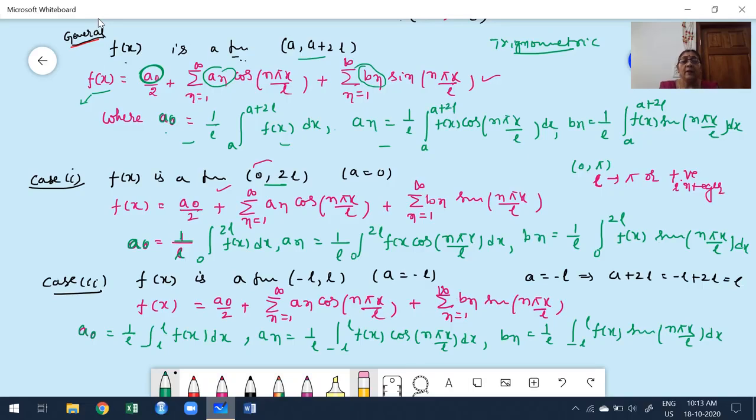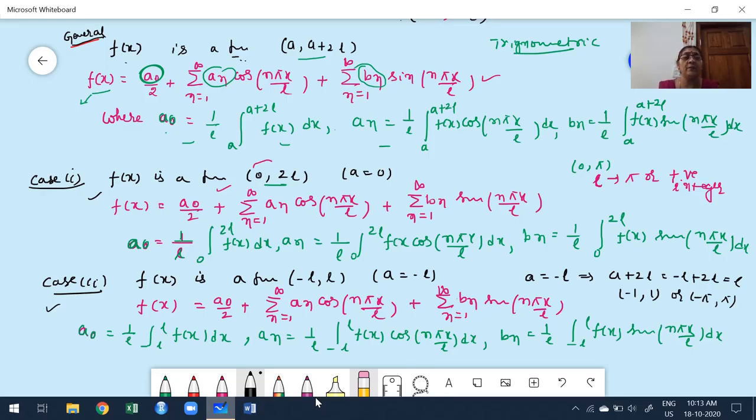Now, whenever the interval is in the form of minus 1 to 1 or minus pi to pi, minus 2 pi to pi, like that, in such cases we move to the second case to construct the Fourier series. Now, instead of taking the general a comma a plus 2L, what intervals do we have? If you go through any textbook, the interval belongs either to the first case or to the second case. Therefore, it is easy for students to know how to construct the Fourier series.